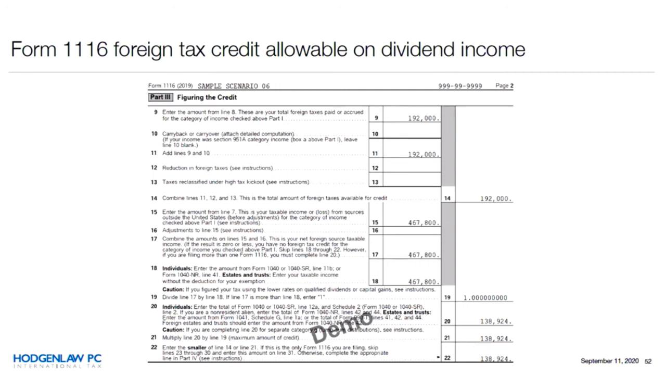You do the math, and you can just see at the bottom, you've got a bottom line allowable foreign tax credit of $138,924. And I'm not going to go through the math. I hope you all are more or less familiar with how the foreign tax credit limitations work. But that's where you get your number.